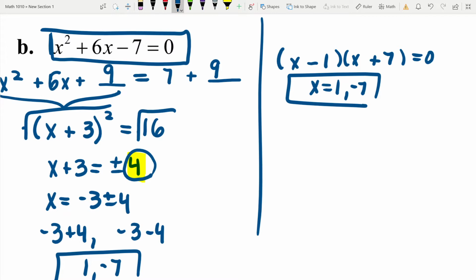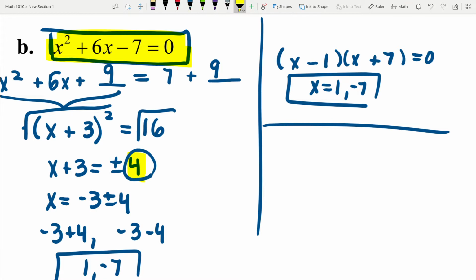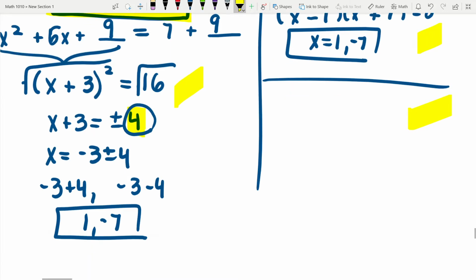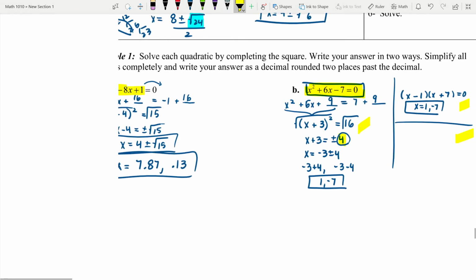I want to ask you a question. What if I took this problem and I did the quadratic formula? What would my answers be? Come on, guys. The same. It's the same problem. So you could factor it. You could complete the square. You could do the quadratic formula. You're going to get the same thing no matter how you do it. Obviously, factoring is the easiest if you notice that it factors.